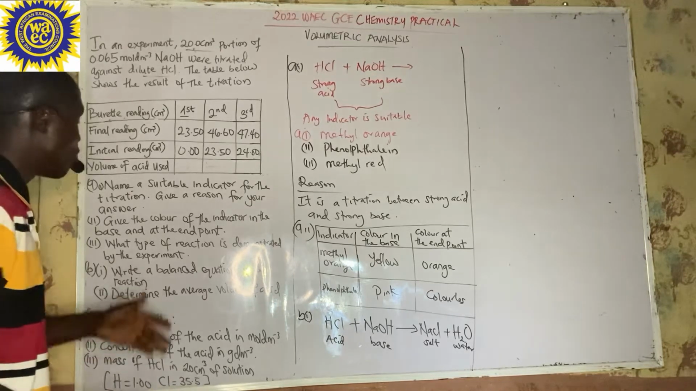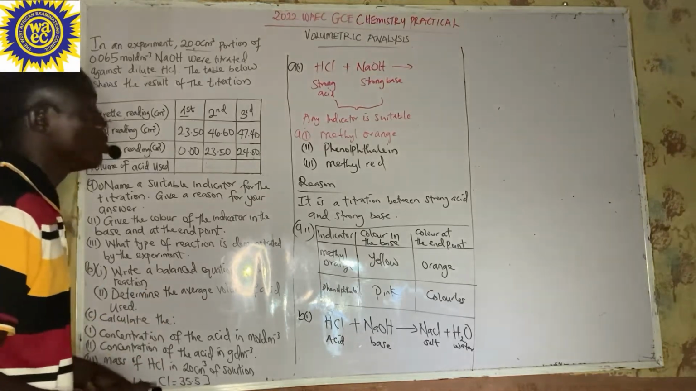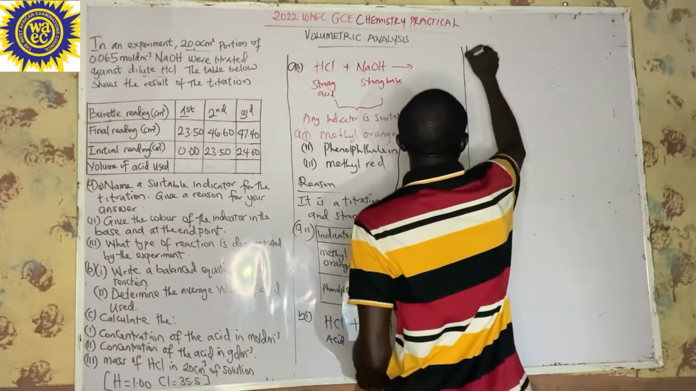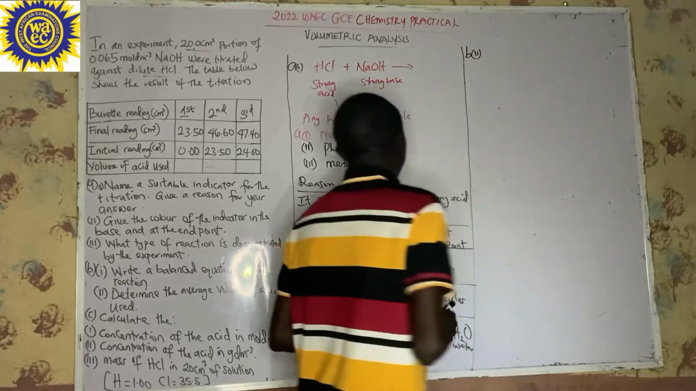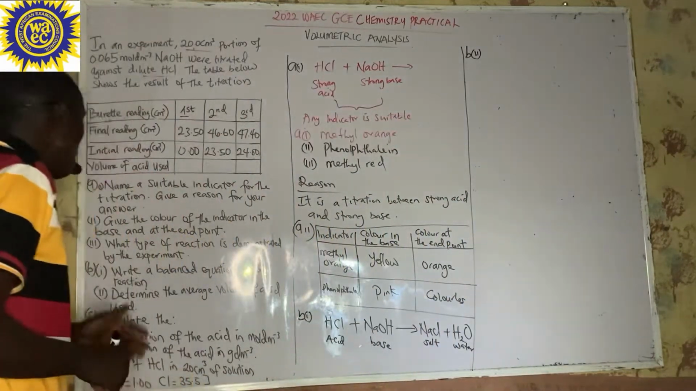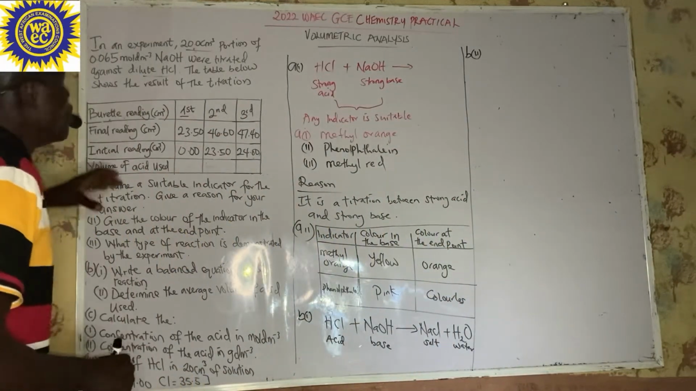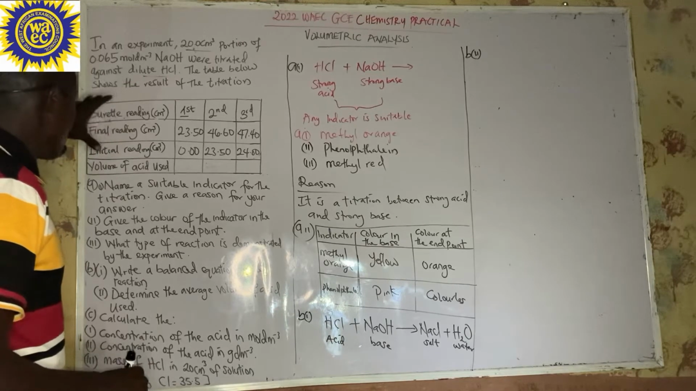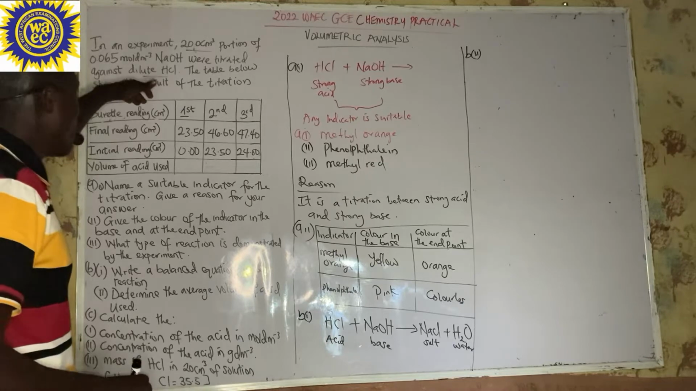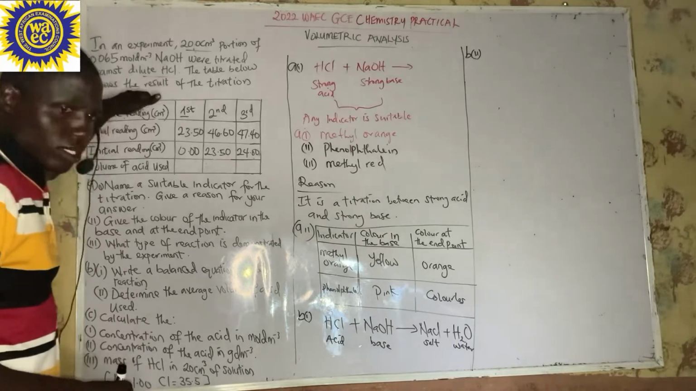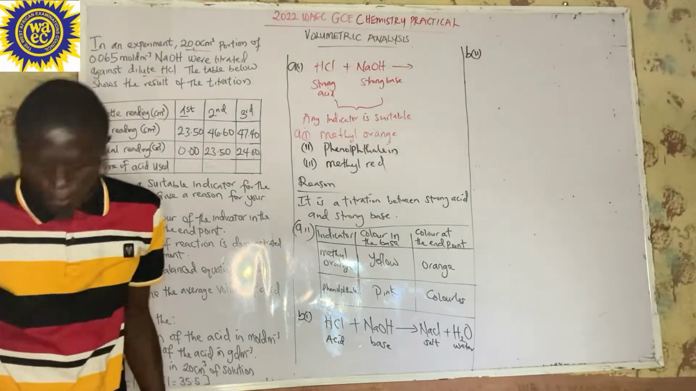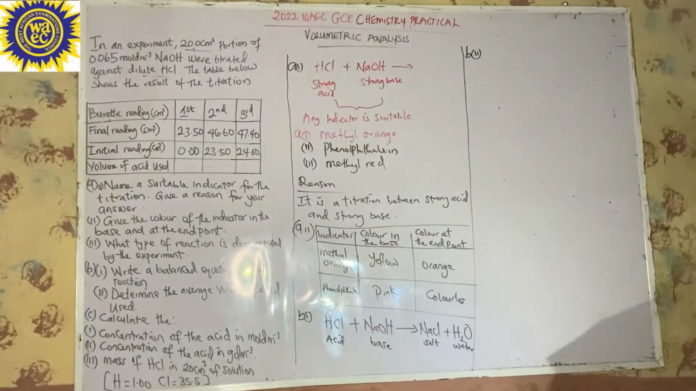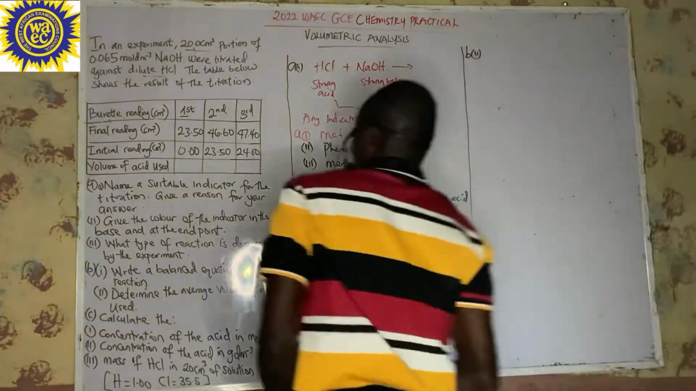Now, determine the average volume of acid used. That's B Roman 2. To determine the average volume of acid used, you have to go back to the table. You are going to need a calculator, so let me take my calculator.